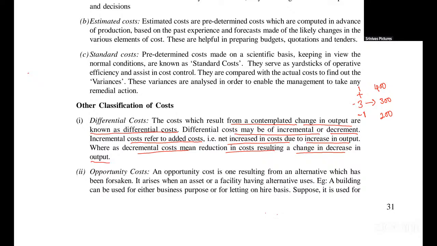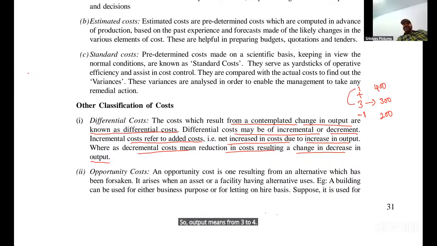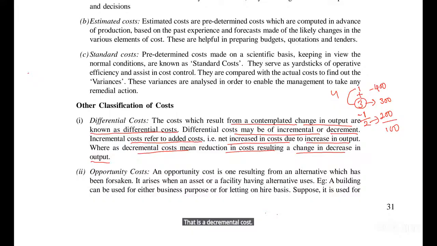So now we can read the cost that comes out. Output means what? 3 to 4. 3 plus 1, 4. It changed from 3 to 4, and the cost also increased to 400. That is incremental cost or differential cost. For example, out of 3 members, one fellow left, remaining 2 members. The cost for 2 members is 200. Out of 300, 100 cost is less. That is decremental cost. Is it clear? Yes, sir.